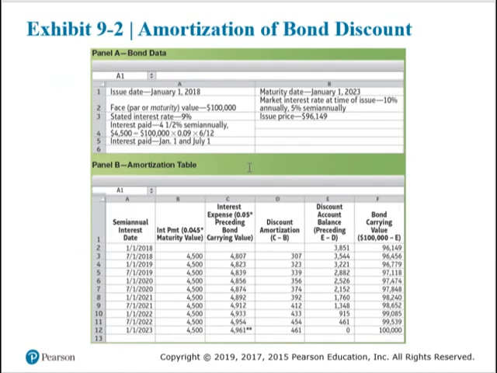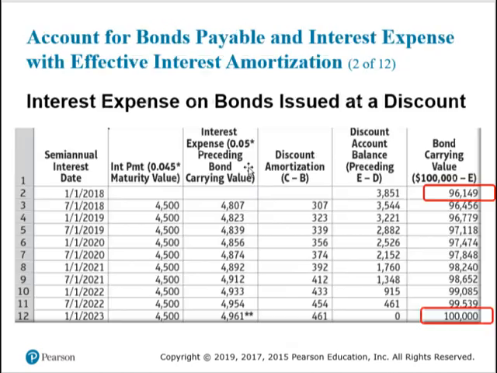This slide shows the same information we've been using for a bond issued on January 1st, 2018 at a discount with a maturity value of $100,000, a stated interest rate of 9%, interest paid twice a year, semi-annually, and calculated as $4,500. The market interest rate at the time of issuance is 5%, and the issue price is $96,149. The second part of the slide shows the amortization table for this bond. This will be further explained in the next slide.